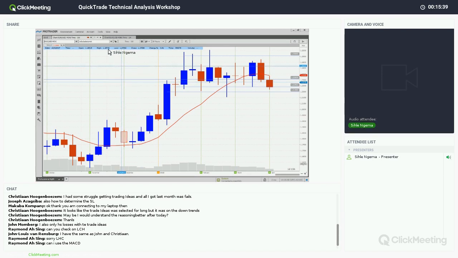Okay, guys, I'll use this example here. Right now I have the Euro US dollar on my screen, but I will take it off, and I'll use LHC that Raymond asked me to have a look at.